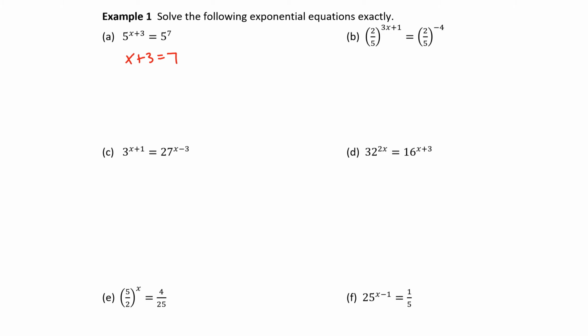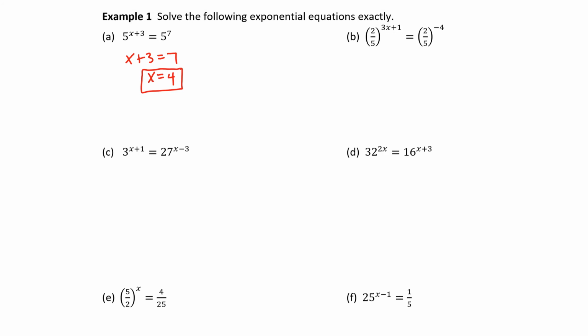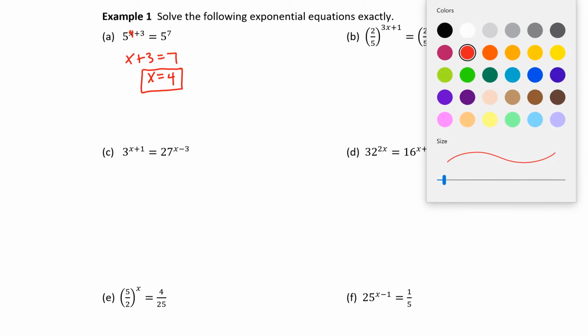If we divide both sides by 5, the 5 doesn't actually go away. For example, 5 to the 7th divided by 5 is 5 to the 6th. So again, we're making a logical observation that the exponents are the same. We can solve this by subtracting 3 from both sides, and then we end up with the solution to the equation. Notice if we plug 4 back into the original equation, we have 5 to the 4 plus 3, which is 5 to the 7th, and that clearly equals 5 to the 7th. So that's a pretty easy, straightforward equation.